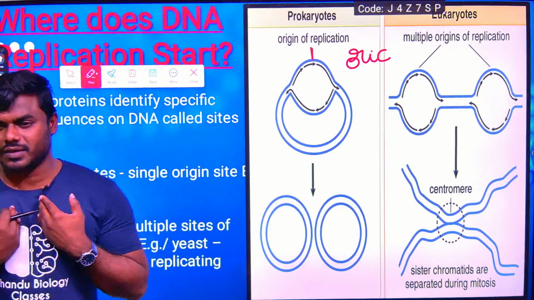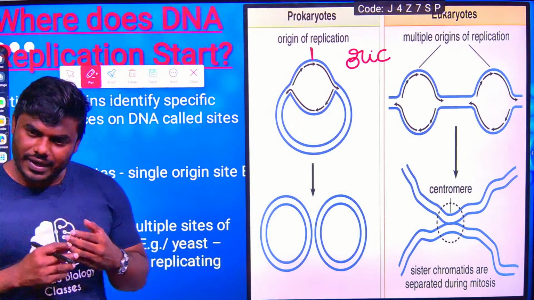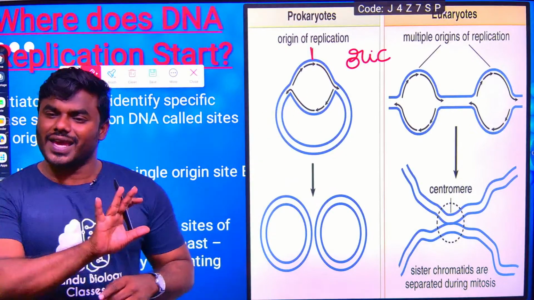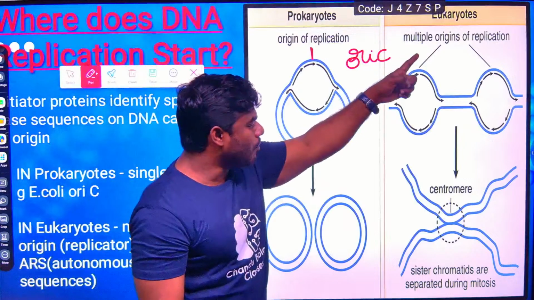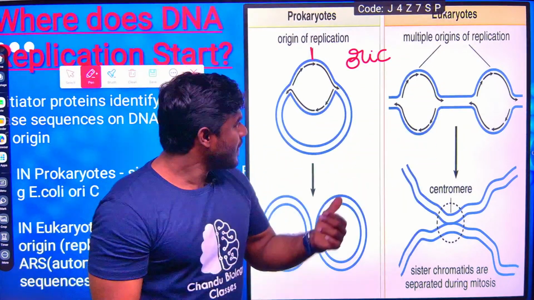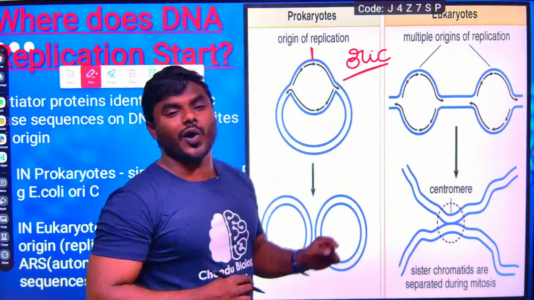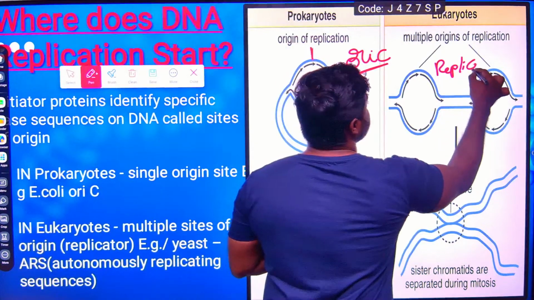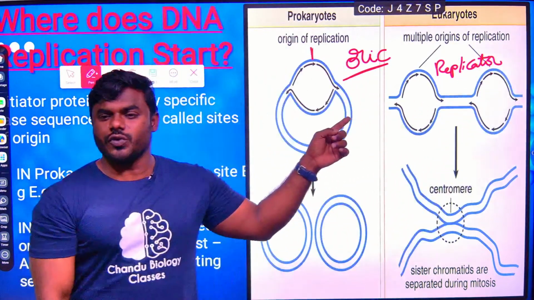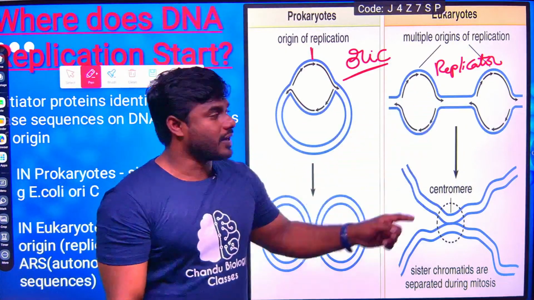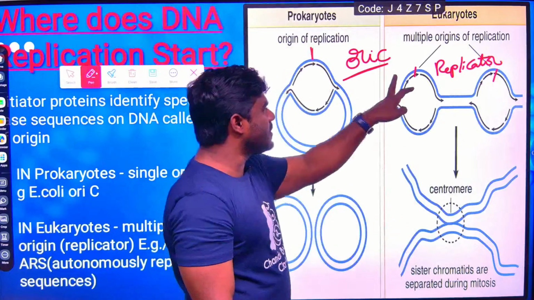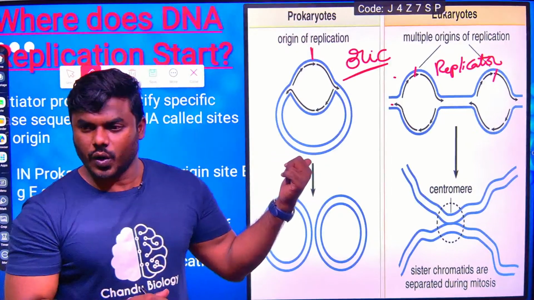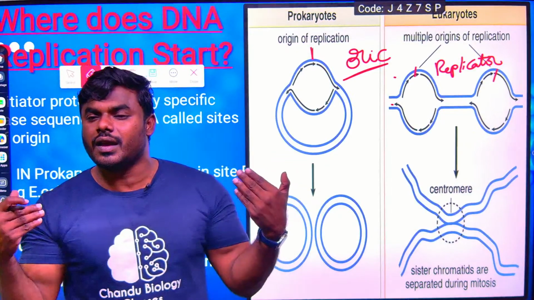But you take us: we are extremely complex and our DNA is not circular. Our DNA is what? Linear. Hence, one ORC is not at all sufficient. What do we call it? Multiple origins. In the eukaryotes, we don't use the word ORC; we use the word replicator. You're getting the point? This is one replicator, this is another replicator. Like that, more than 150 replicators are there, since our genome is extremely complex.